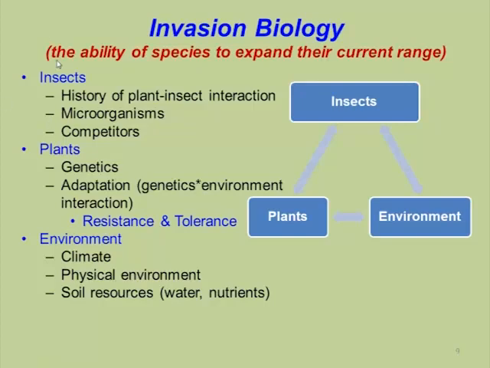We're also talking about the plants. They are not uniformly suitable for insects. Plant genetics are important. Adaptation, I call it. Adaptation means a reflection of genetics and environment, basically, their interaction. And this part, the one that I'm usually focused on, is resistance and tolerance mechanisms in plants. And then environment: when we say climate, temperature, precipitation, or physical environment, slopes and aspects, as well as soil resources, water. I think water is going to be the most influential factor affecting plant stress currently as well as in the future.